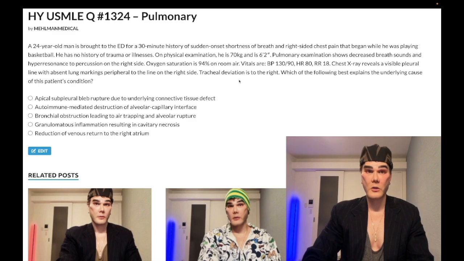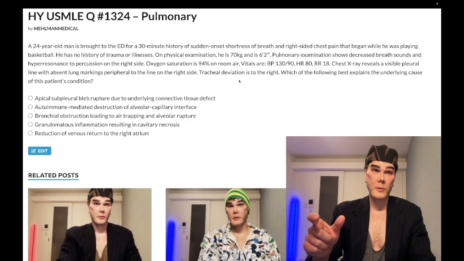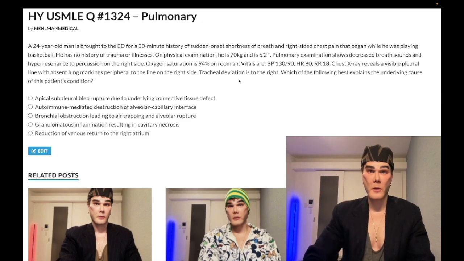Choice C, reduction of venous return to the right atrium, wrong answer. That's tension pneumothorax. Usually due to trauma, but you're going to have low blood pressure in that setting. Our blood pressure is preserved here. So pneumothorax plus low blood pressure equals tension pneumothorax.